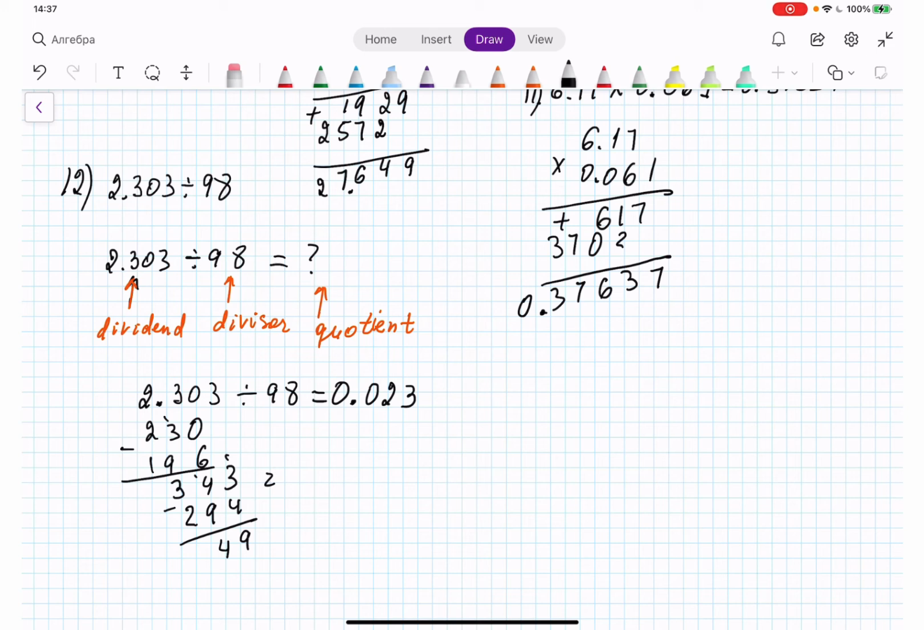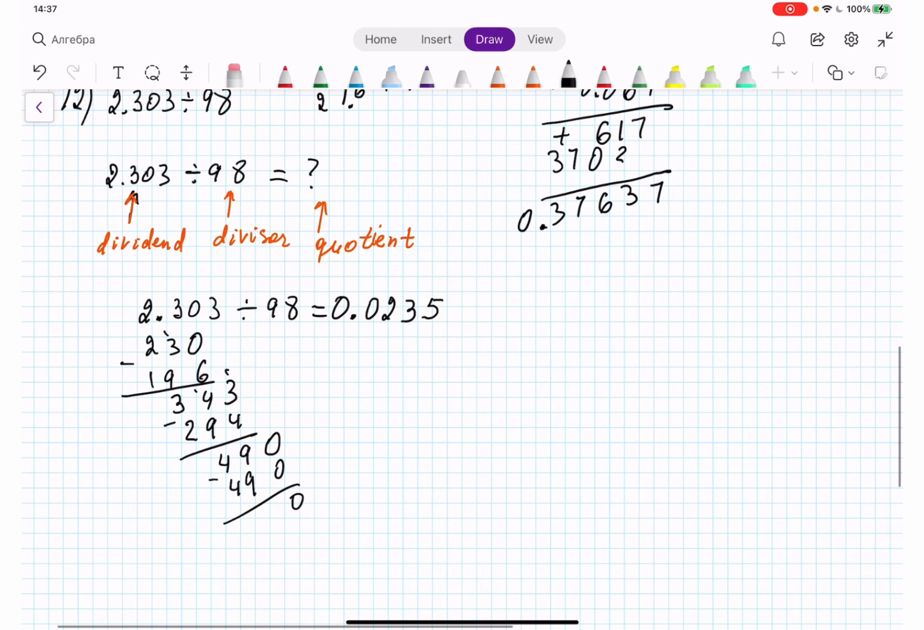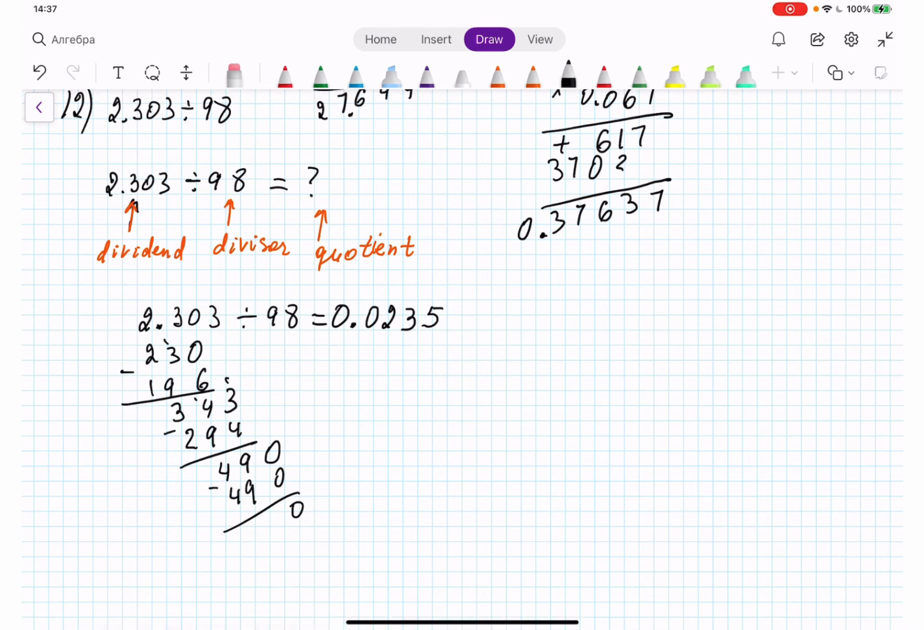Okay, I'm adding one more 0 here, 490. Let's see, 49 divided by 9, 5 times. 5 times 8, 40, 4 in mind. 5 times 9, 45, and 4, it's going to be 49. Subtract, and we are getting 0. So 0.0235. Okay, this is for question number 12. Next, question number 13.